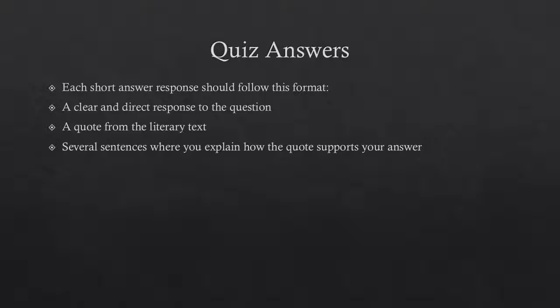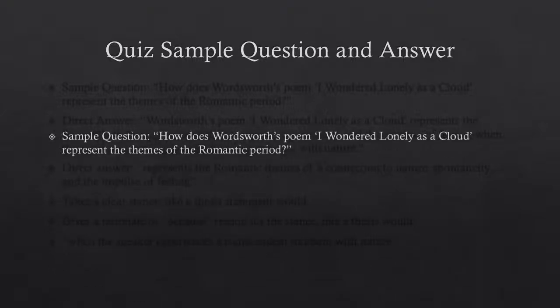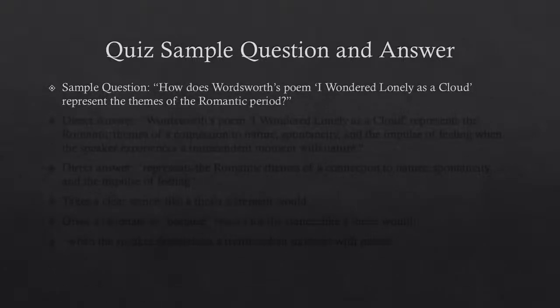So now that you have this format, what I want to do is an example. So I'm going to give you a sample question. This will not be on any of your quizzes, but it does address the readings from lesson 1. So if you follow the directions, you'll already be familiar with this text I'm posing the question about. Right, so here's the sample question. How does Wordsworth's poem, I Wandered Lonely as a Cloud, represent the themes of the Romantic period?